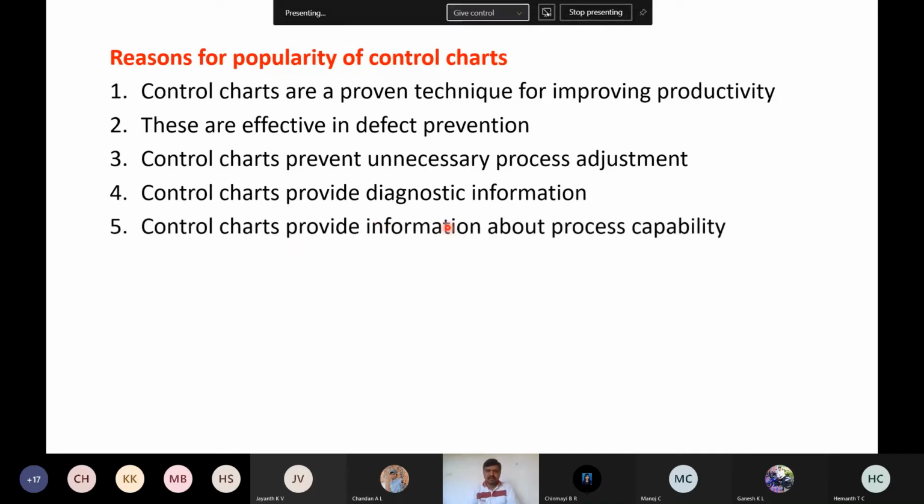Next, control charts provide information about process capability. Already we discussed process capability in detail. Control charts also provide information about process capability. If the process is in control, obviously process capability will be good. If the process is out of control, then process capability will be less.